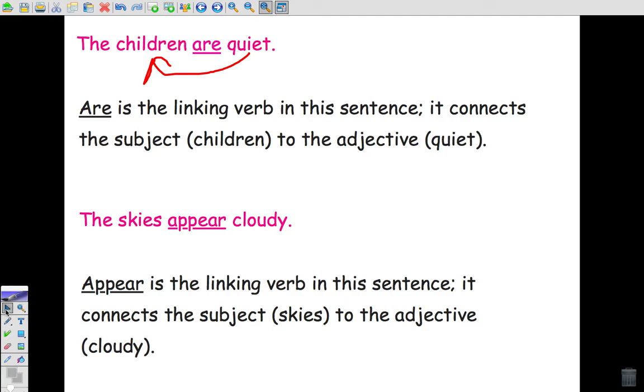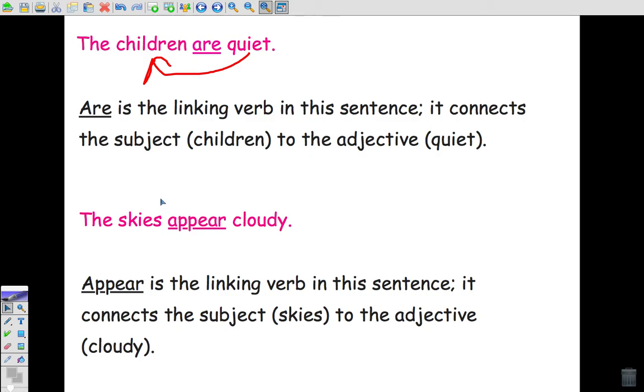Just like this sentence, the sky appears cloudy. The skies appear cloudy today. Appear is the linking verb, because the sky is not appearing all of a sudden from behind a screen. It's just there. It looks cloudy. It's not physically doing something.